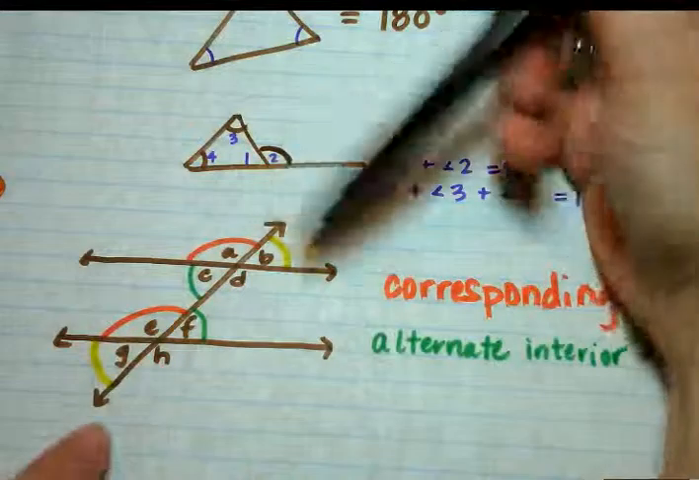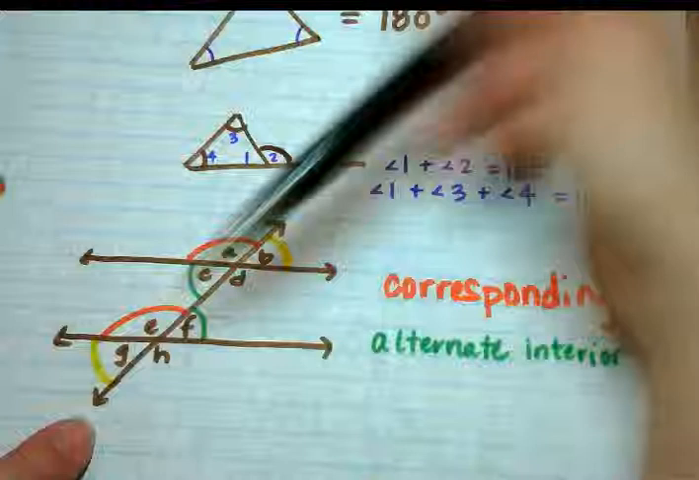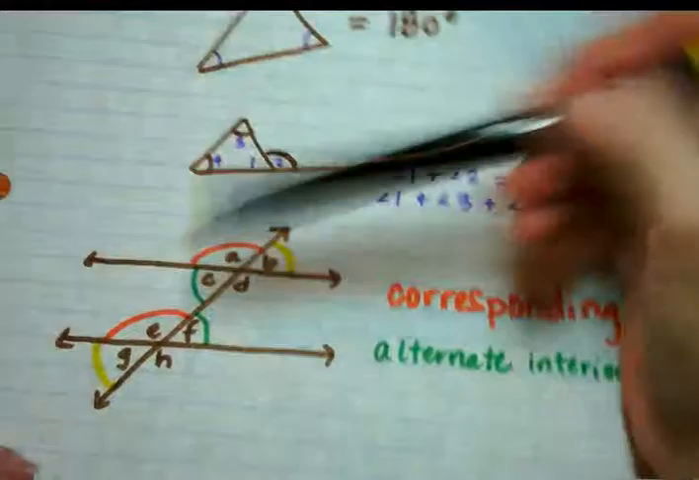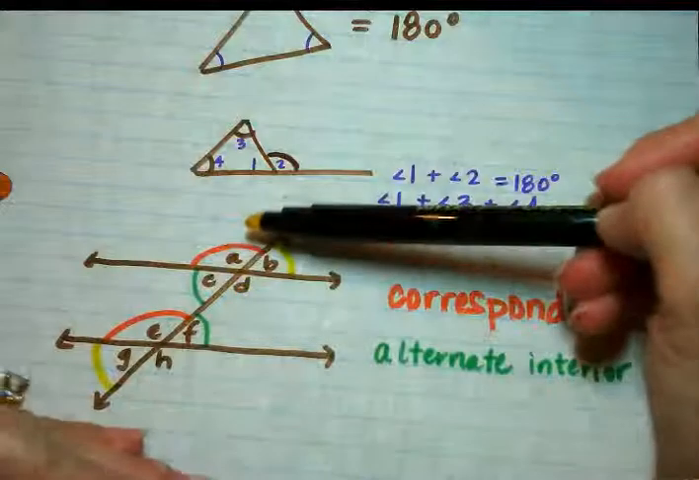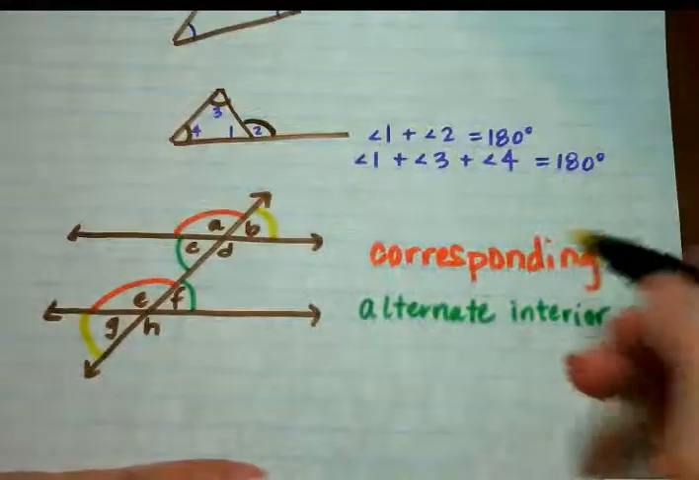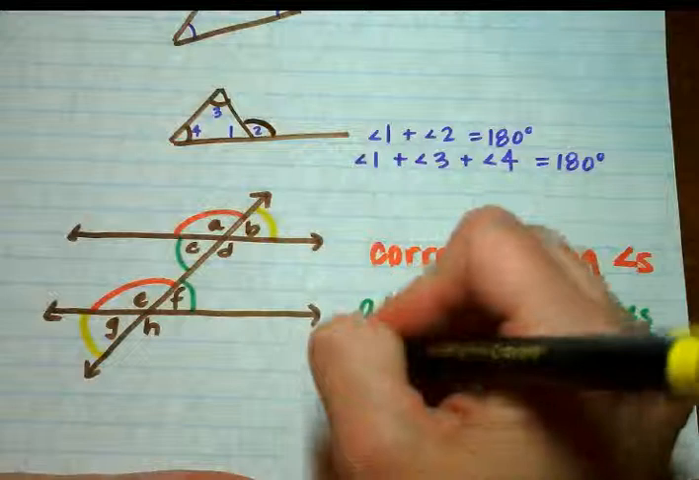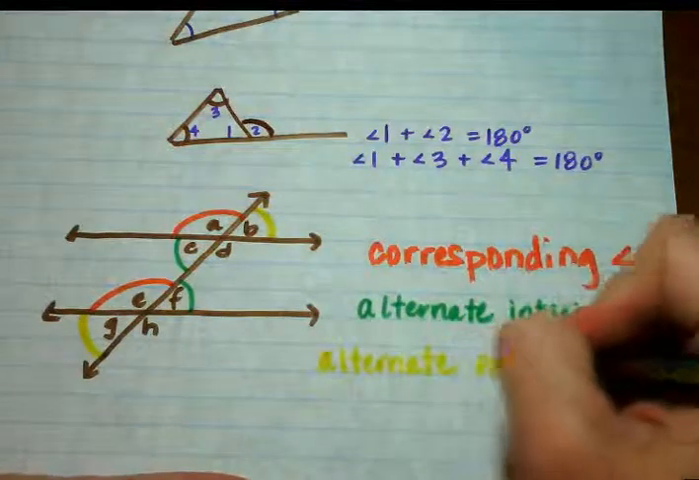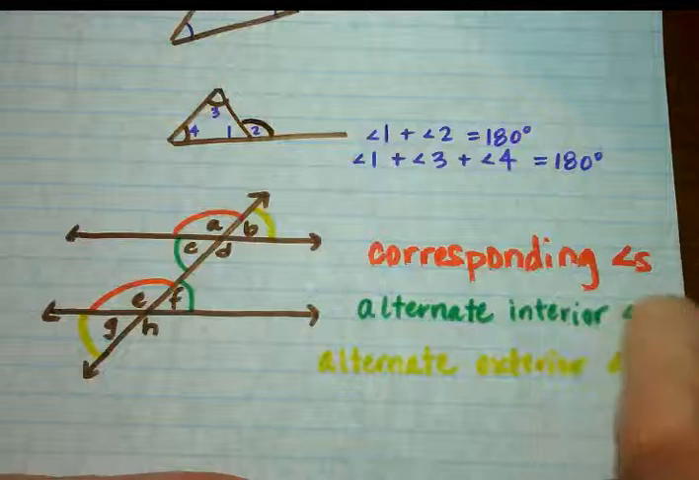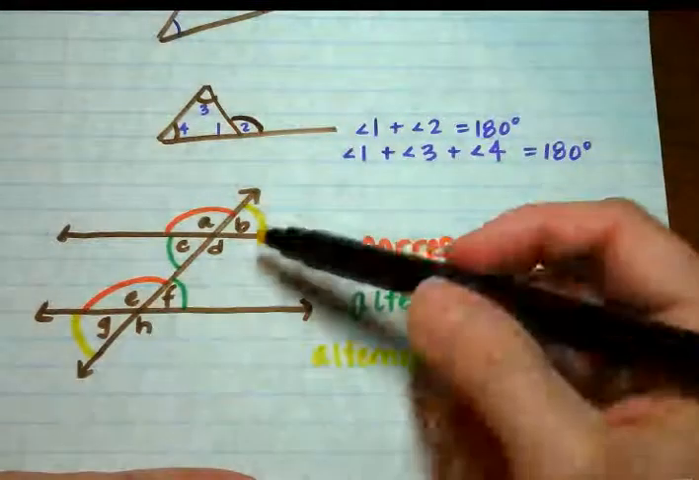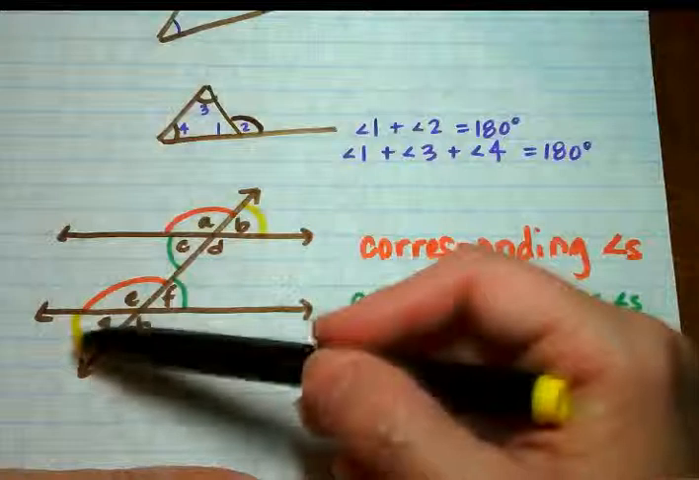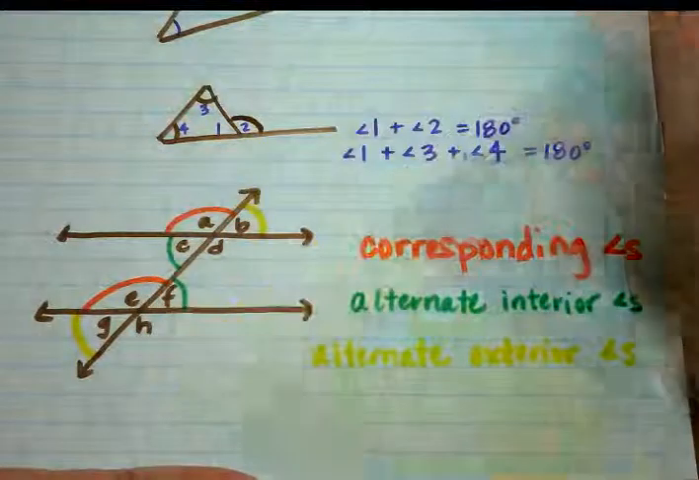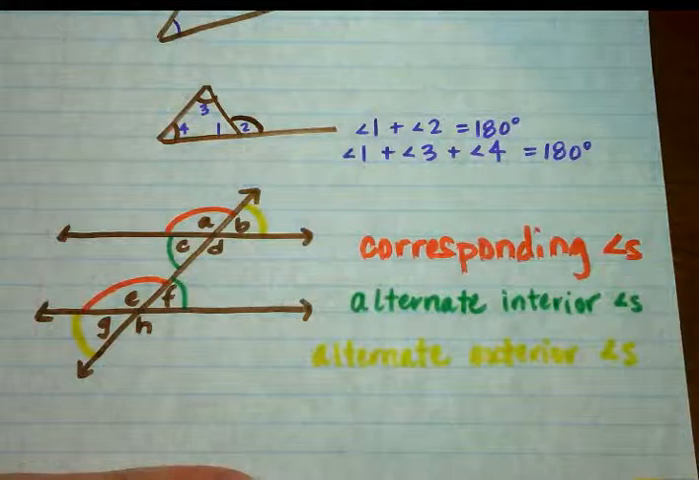Because they're on opposite sides of this line. So G is on the left, B is on the right side of the transversal, and exterior means they're outside of the parallel lines. So those two that I marked, B and G, are alternate exterior angles. And those two angles are equal. So if B was 50 degrees, so is G. Also in this picture, A and H would be alternate exterior angles.